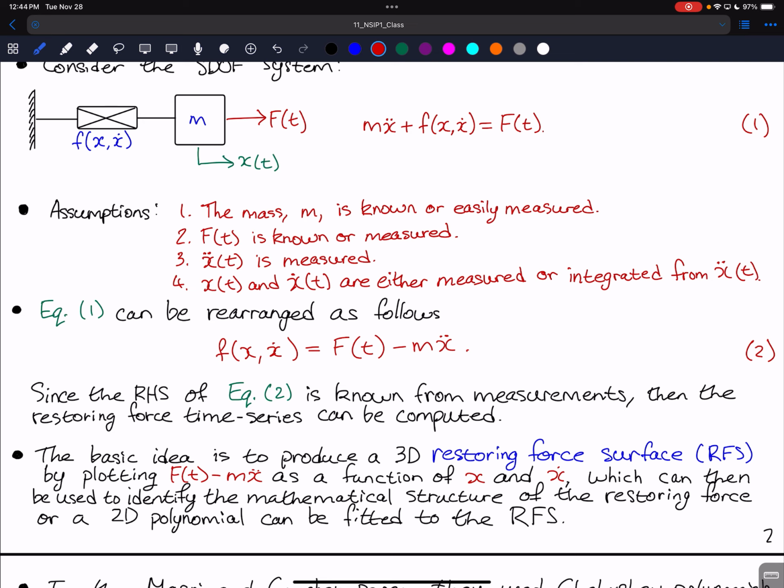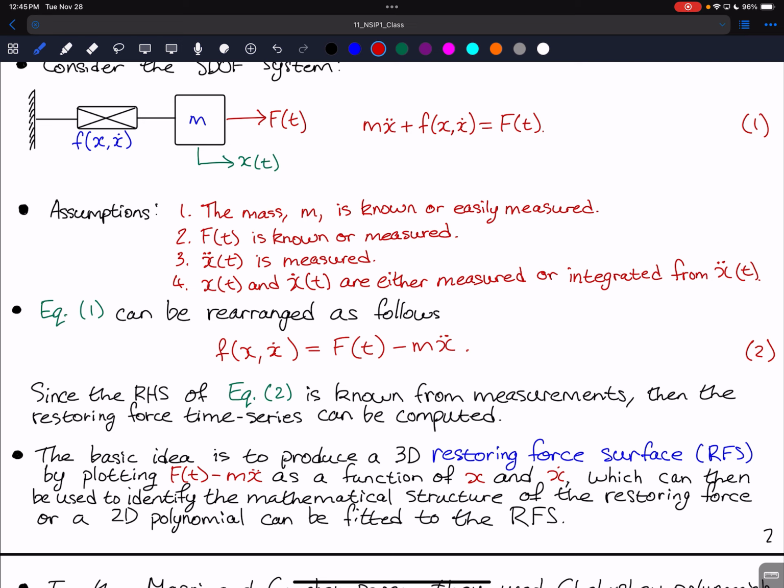plotting f of t minus m x double dot as a function of x and x dot. So we're plotting that restoring force as a function of the displacement and the velocity. And from there, we can use that to identify some kind of mathematical structure for the restoring force, depending on what you're expecting there and the basic physics of it. Or you can go ahead and fit some kind of polynomial surface to it as well.